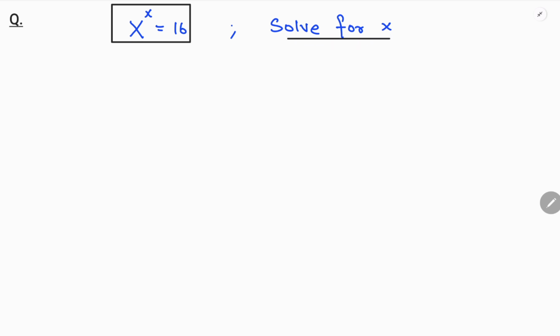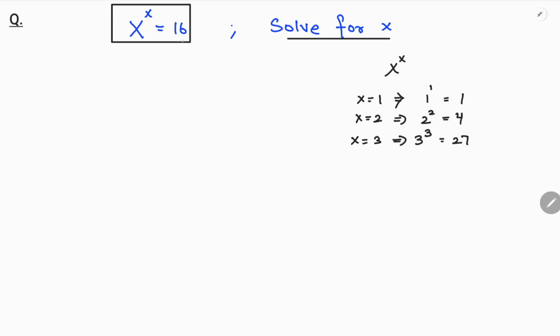So if you look at it carefully, this is x raised to power x, meaning something raised to power something, same thing, right? Suppose I take x as 1. What is 1 raised to power 1? 1, right? If I take x as 2, this implies 2 raised to power 2 is 4, right? If I take x as 3, that means 3 raised to power 3 is 27.